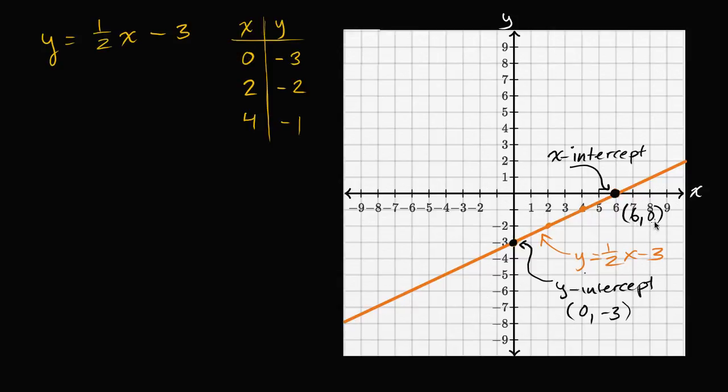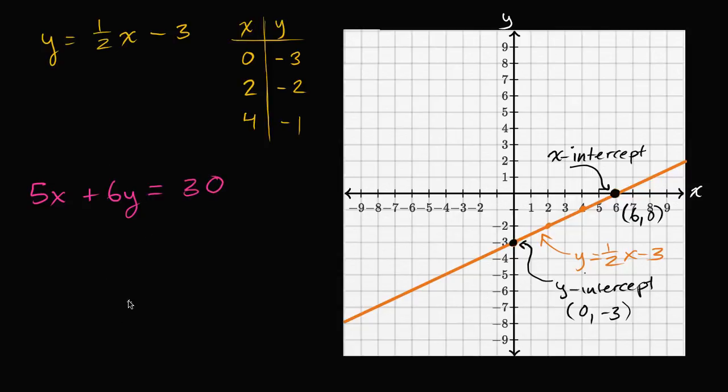And you can validate that 6, 0 satisfies this equation right over here. If x is 6, 1/2 times 6 is 3 minus 3 is indeed equal to 0. So now that we know what an x-intercept is, it's the point where a graph intersects the x-axis. And the y-intercept is the point where a graph intercepts the y-axis. Let's try to see if we can find the x and y-intercepts for a few other linear equations. So let's say that I have 5x plus 6y is equal to 30.